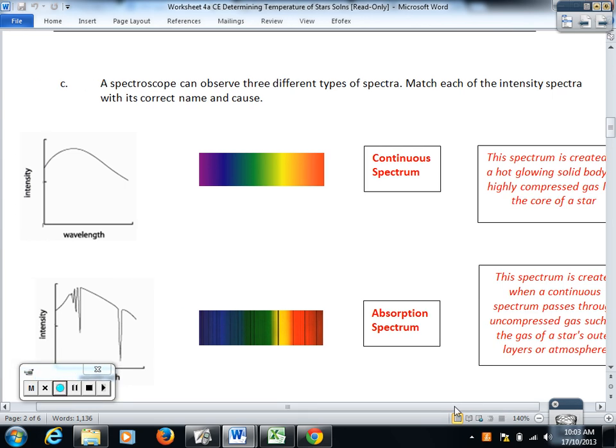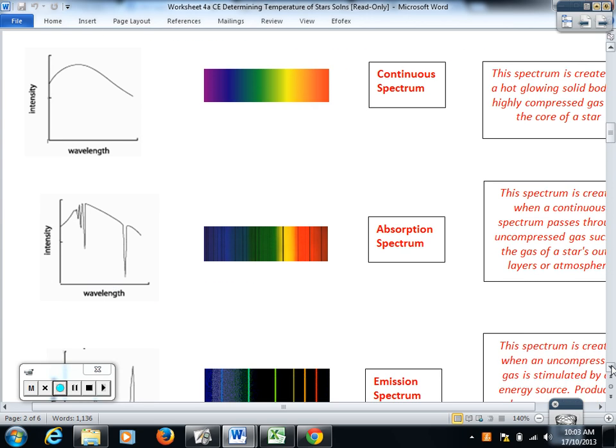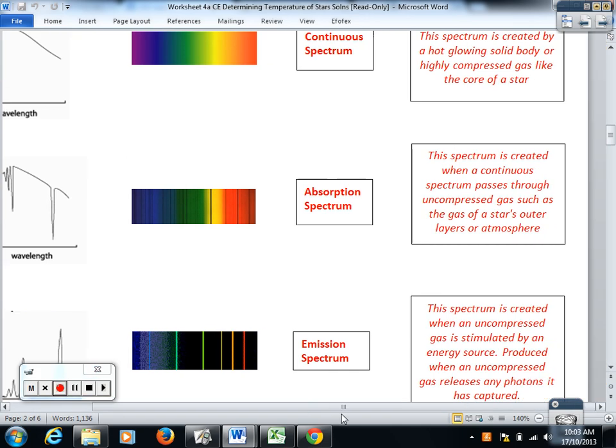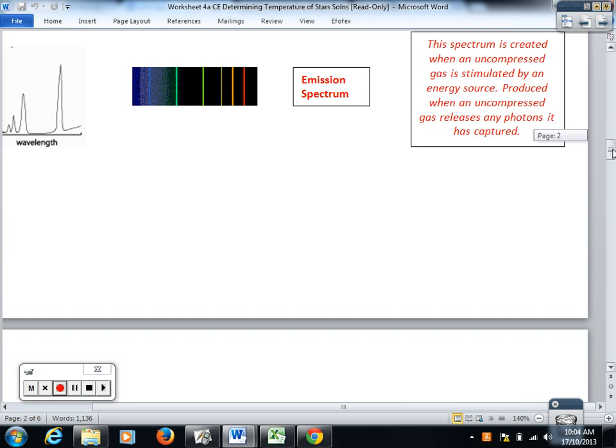The next one down is the absorption spectrum. Here is what it looks like photographically. Remember, photographically means what the eye would see. This is what an absorption spectrum would look like as a radiation intensity curve. You can see the peaks going down. And this spectrum is created when a continuous spectrum passes through an uncompressed gas, such as the outer layer of a star.